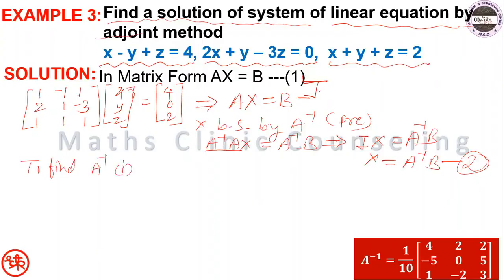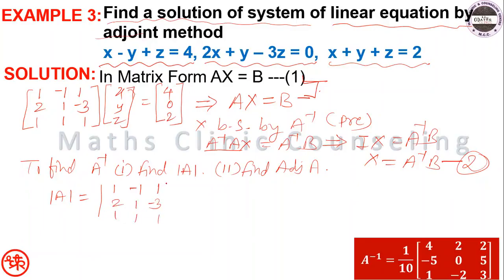तो to find A inverse, you find determinant of A, बराबर है. और दूसरा निकालना है adjoint of A. तो सबसे पहले हम निकालेंगे determinant of A. Determinant of A, that is 1 -1 1, 2 1 -3, 1 1 1. Is that clear?